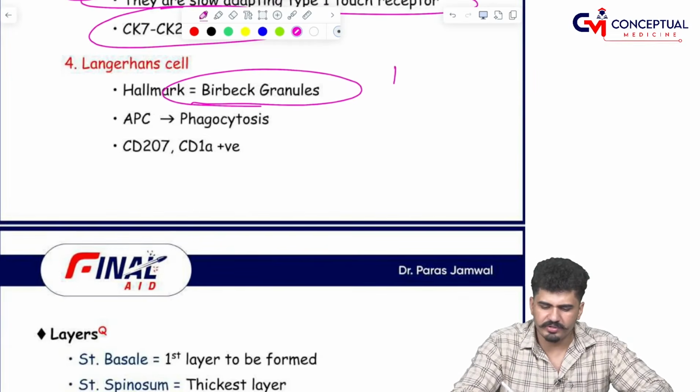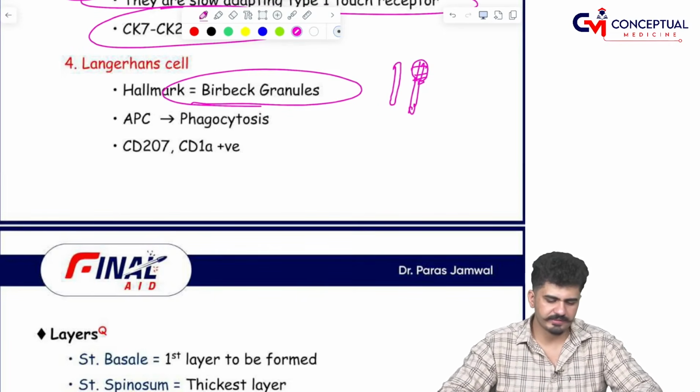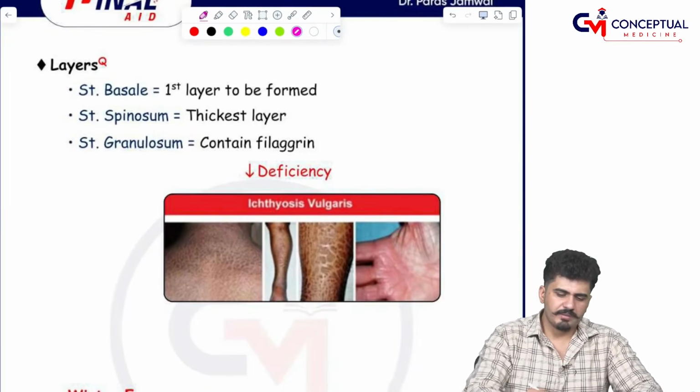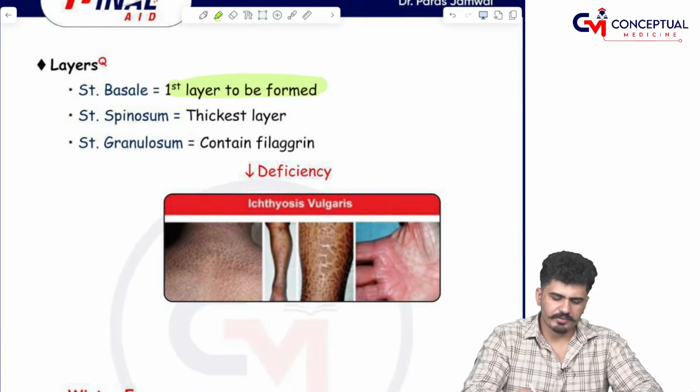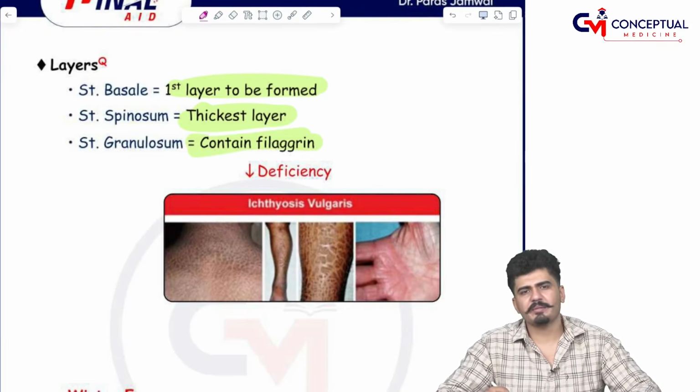How do the Birbeck granules look? They look like a rod shape and like a tennis racket shape, sir. Then they are CD207 and CD1a positive, sir. About the layers, sir: basal is the first layer to be formed. Spinosum is the thickest layer, and granulosum contains what, sir? Filaggrin. Lamellar bodies also contain filaggrin.